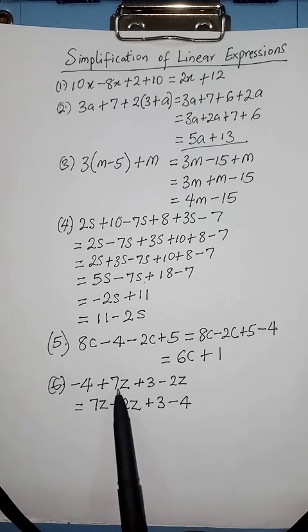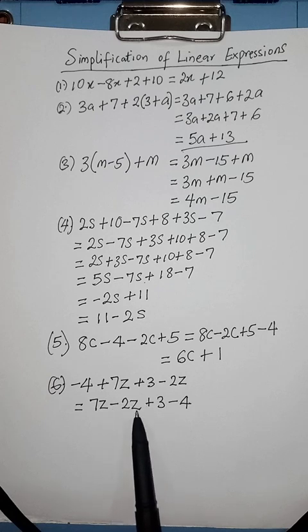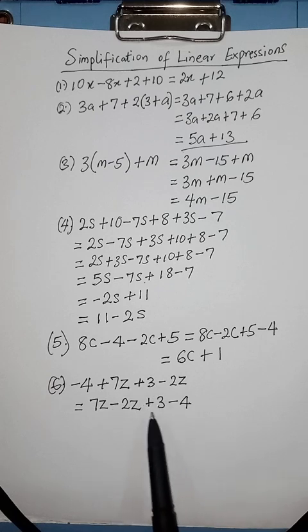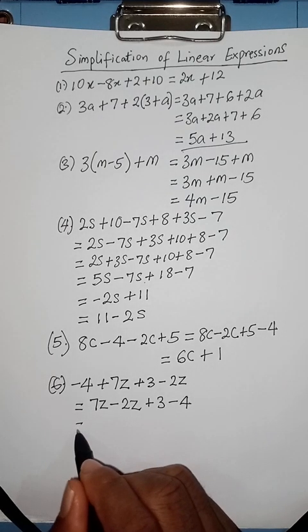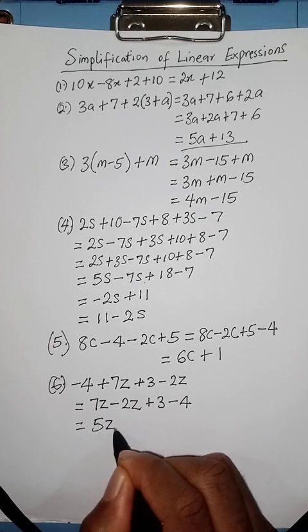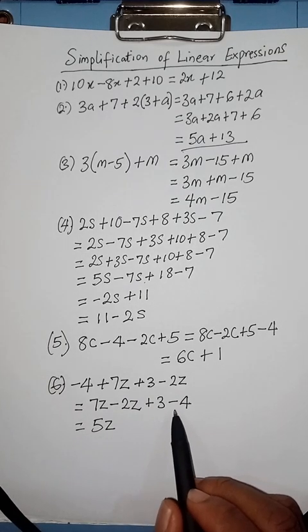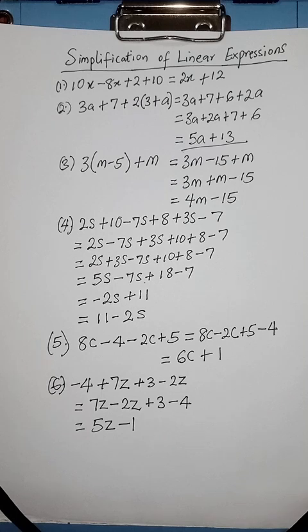For example, I have plus 7z, this is plus 7z. I have minus 2z, this is minus 2z. I have plus 3, this is plus 3. I have minus 4, this is minus 4. The signs are very important. If you make a mistake, it will affect the value you eventually get. 7z minus 2z is 5z. 3 minus 4 is minus 1. So this is the value or the answer to this expression.